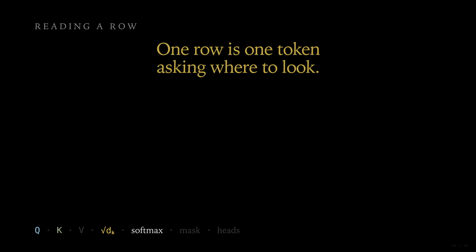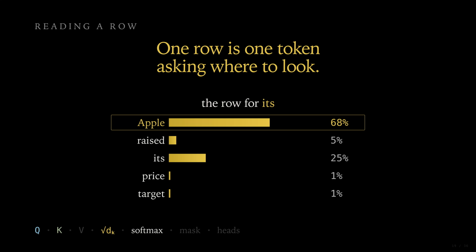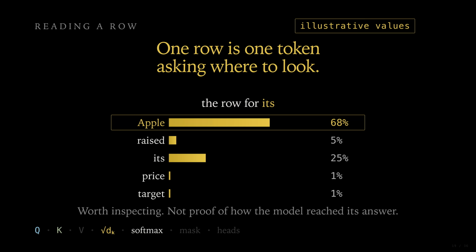If there is one idea to hold on to from this whole section, it is that a row is a single token asking where it should look. Take the row belonging to it. 68% of its attention lands on Apple, and the remainder gets divided between itself and the other words. That is genuinely worth looking at, but it is not proof of how the model arrived at its answer, and I would be careful with anyone who tells you otherwise.